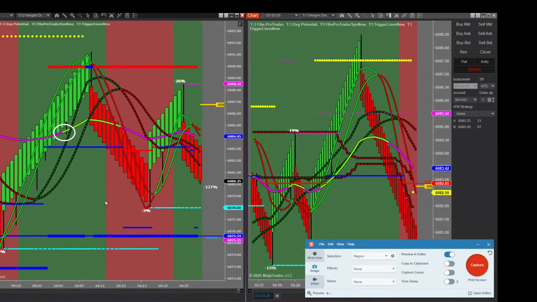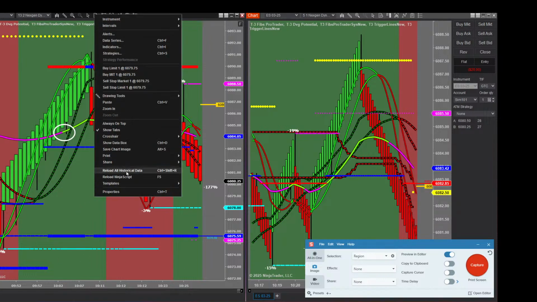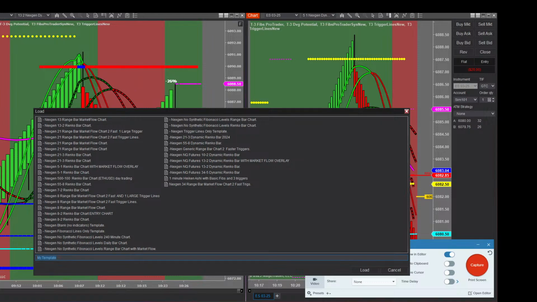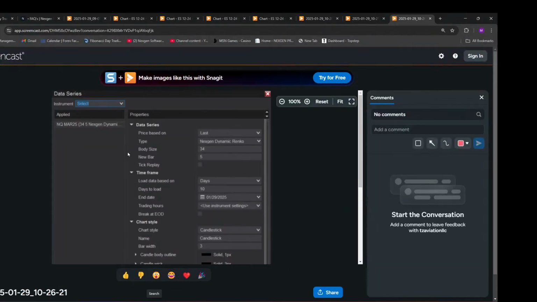There's a couple things that I do. The first thing I do is I just click on my chart and I'll hit F5. And what F5 does is it reloads the NinjaScript. So see if that fixes it. If it doesn't happen, you can right click and try reloading all historical data. If that doesn't work, you can go to templates and you can reload the template. And then if that still doesn't work, you might want to just rebuild. Tick replay right there. Make sure tick replay is clicked. If tick replay isn't ticked, you won't get synthetics. This is what allows the software to pull from other time frames.